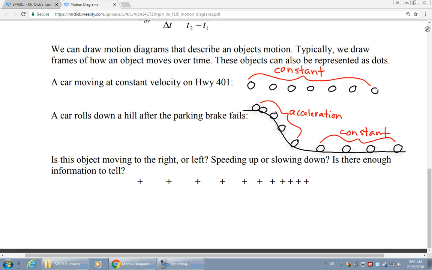The bottom example now is really just asking you to take a look at the plus signs that are there. The plus signs are just representing the same thing that my circles were before. It's representing some object, and the question is, can we tell from that diagram there, is it speeding up or slowing down? And do we know, is it moving to the left or the right? And is there even enough information to tell?